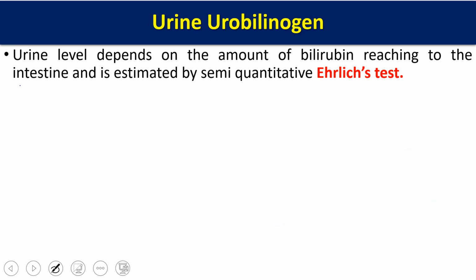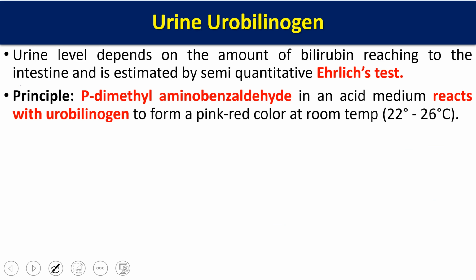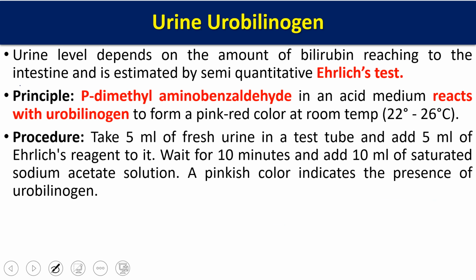And this urine level of urobilinogen is going to be detected by the semi-quantitative Ehrlich test. What is the principle of this test? Para-dimethylaminobenzaldehyde, in an acid medium, reacts with urobilinogen to form a pink colored substance at room temperature, that is roughly 22 to 26 degrees centigrade.